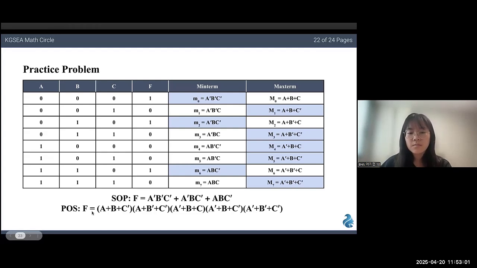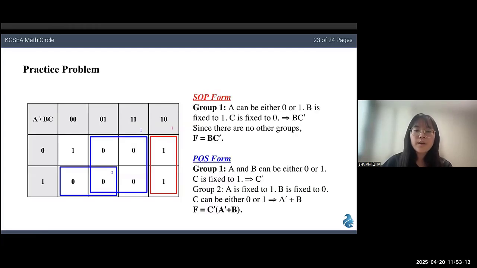times A plus not B times not B plus not C times not A plus B plus C times not A plus B plus not C times not A plus not B plus not C. So moving on to the K-map, we could construct the K-map as follows based on the above truth table.